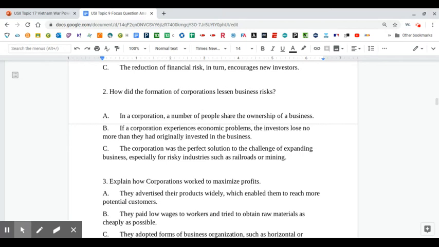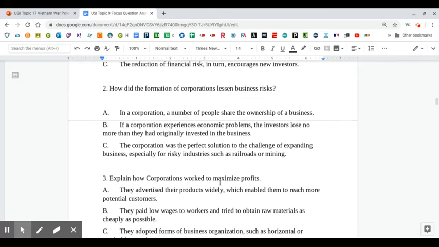Two, how did the formation of corporations lessen the risk that businesses took? Well, prior to a corporation, if you wanted to start a business, you had to invest the entire amount of money yourself. In a corporation, many people share the ownership of the business. And when you have multiple person ownership of businesses, you share in the risk and in the rewards. So if the business collapsed, you only lose the amount of money you invested. So let's say you invested 10% of all your money in a business instead of 100%. Well, you would only lose 10% of your money rather than 100%.